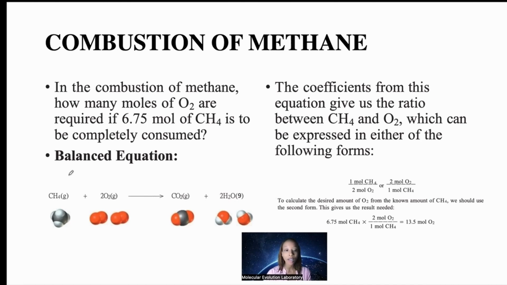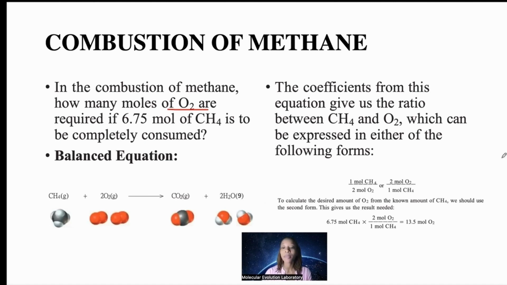So the first thing you have to do when you get a problem is to balance the equation. So methane is reacting with oxygen. If we have 6.5 moles of methane reacting with oxygen to produce carbon dioxide and water, how many moles of oxygen are required? So here we have methane, 2 oxygen molecules to give you carbon dioxide gas and water, right?